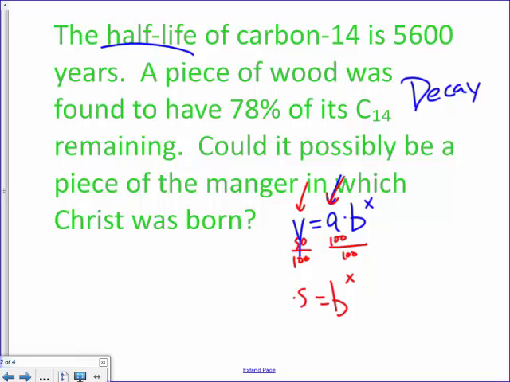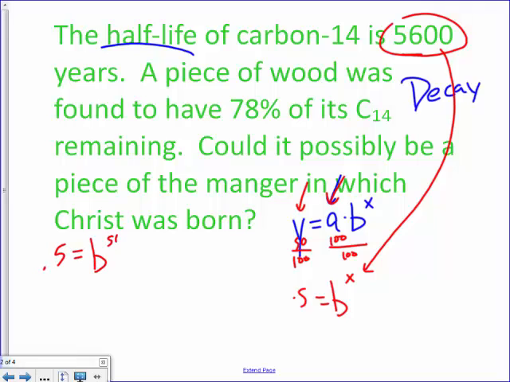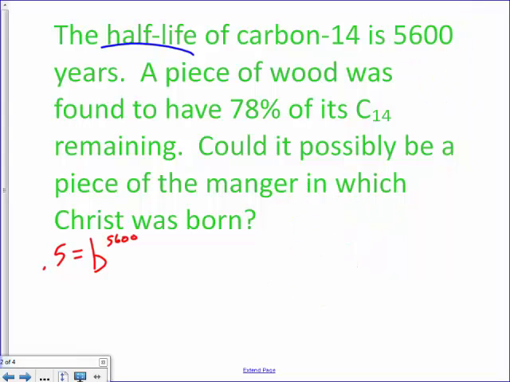And we've talked about that before. And then where would this 5,600 years go? Yeah, that would go in for the x. That's our exponent there. So I'm going to write that over here. So I got 0.5 equals b to the 5,600 power. Okay. And how do I solve for b here? Well, remember, the b is not in the exponent, so I don't take any logs. But how do I get the b by itself? Well, how do I get rid of this exponent and get it to like b to the first power? Well, I take it to the what? Reciprocal power. So 1 over 5,600.